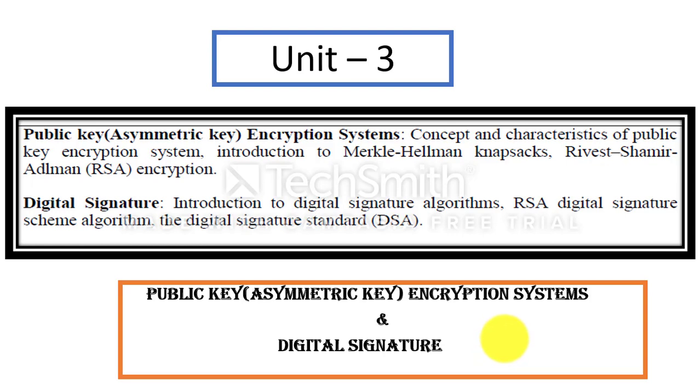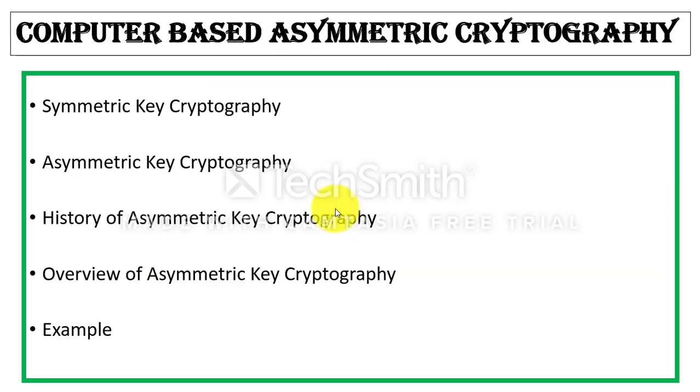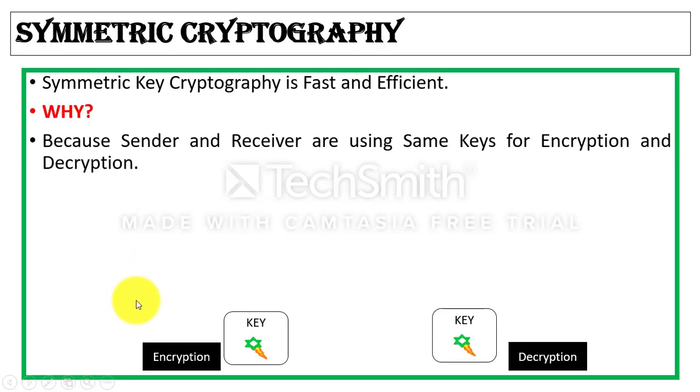Hello, as in third unit you can see we have public key encryption system, that is asymmetric key, and this is also known as asymmetric key cryptography. So here we have symmetric key. First we will learn about symmetric key cryptography, then what is asymmetric key cryptography, then history, overview and example. So what is symmetric cryptography?